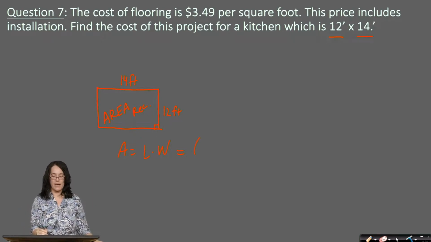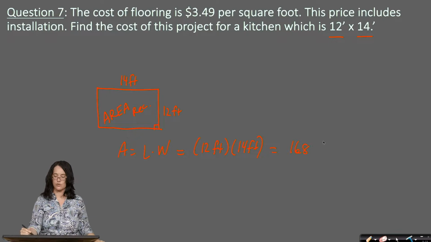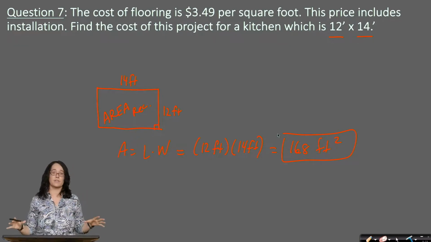So if I do that, I would have 12 feet. And again, you could write 14 first. In this case, it really doesn't matter because the multiplication order doesn't matter. 12 feet times 14 feet in order to get your answer here. And when you do that, you get 168 square feet as your total dimensions for the area. Okay, so you need to cover 168 square feet.